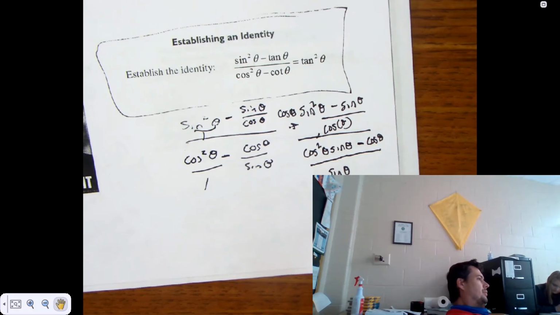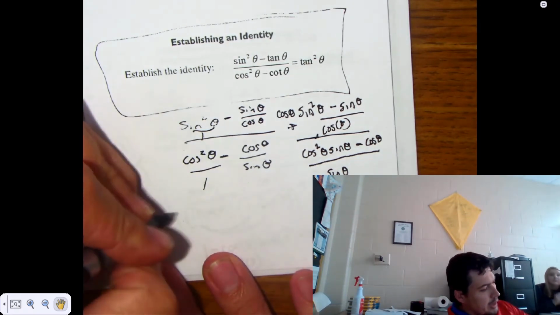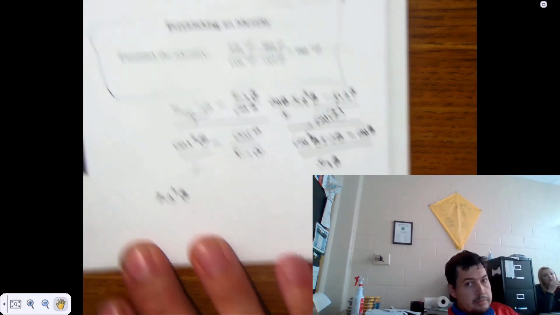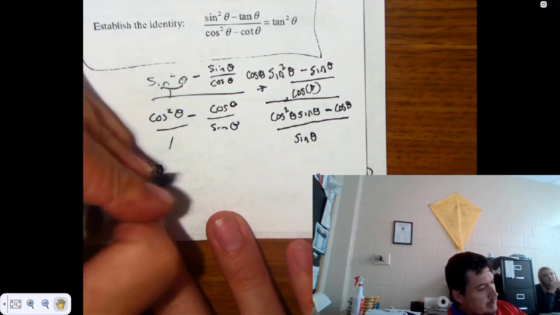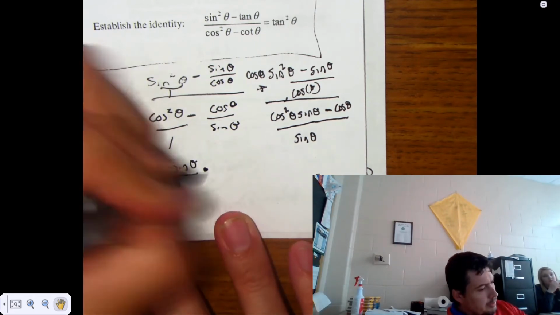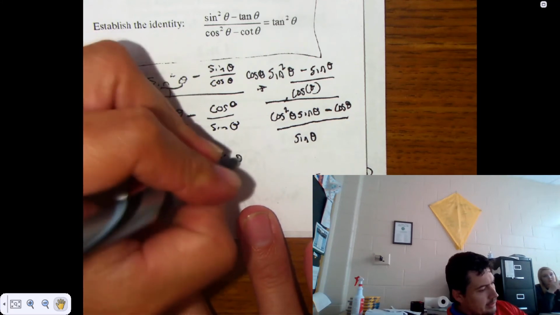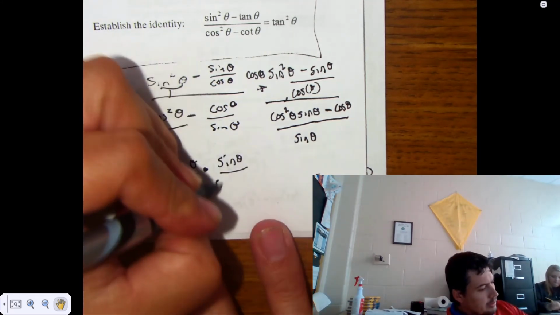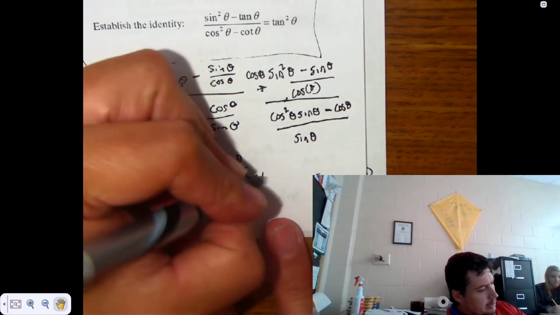The reason you don't know what to do is because you spent your whole life punching buttons on a calculator. How do you divide by a fraction? Do you see a fraction being divided by a fraction? So how do you do that? Flip the bottom piece. Flip the bottom piece, kids. Leave the top as it is, sine squared theta minus sine of theta, sitting over cosine of theta. It's going to be multiplied by sine of theta, goes up top, we're flipping it, over cosine squared sine theta minus cosine theta.